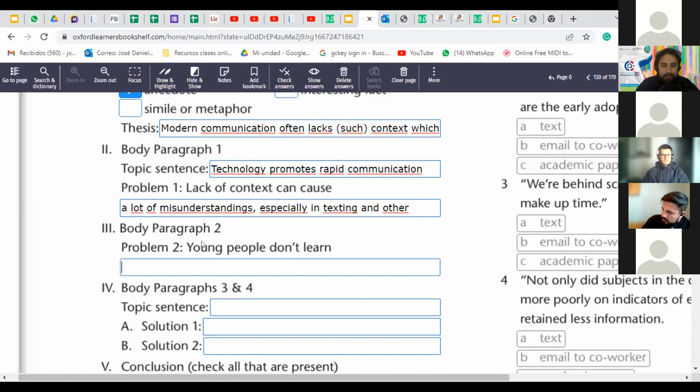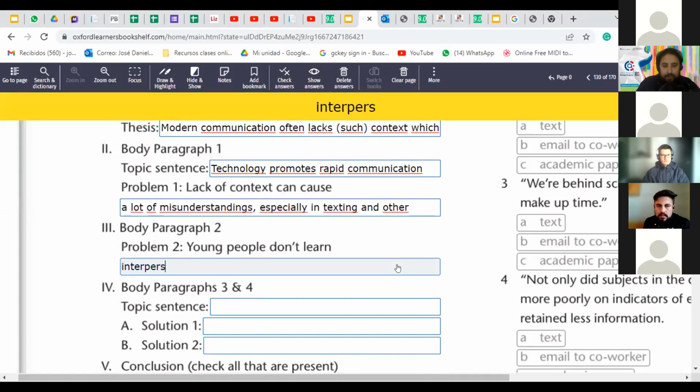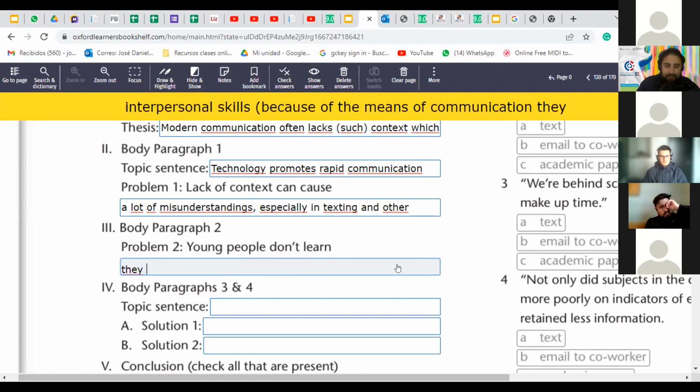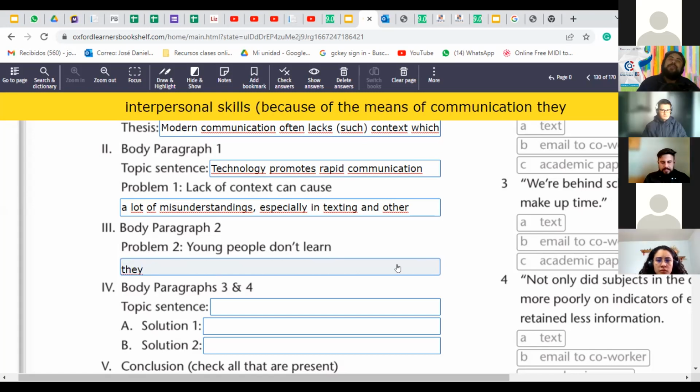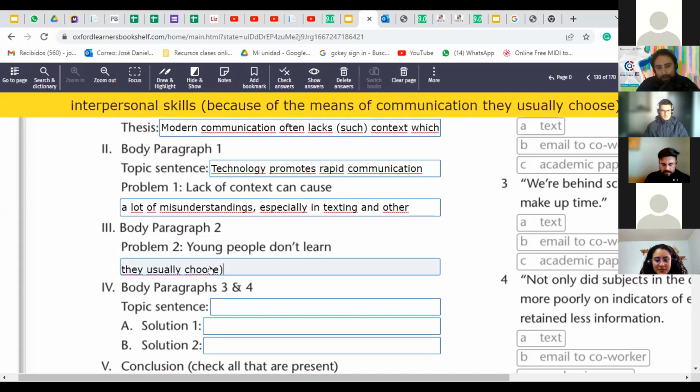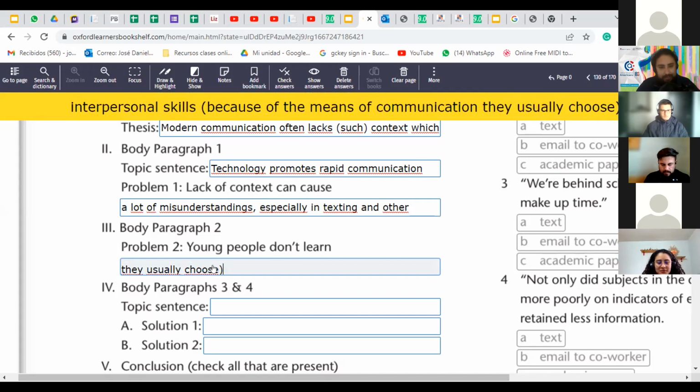Laura Alicia? Interpersonal skills. I would maybe add something like, because of the means of communication, they usually choose, or something like that. But yeah, the problem is that they don't learn interpersonal skills, basically.